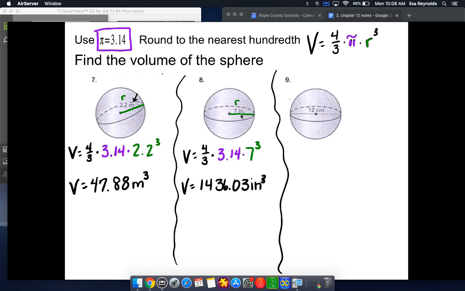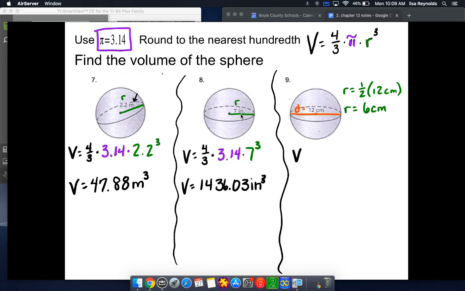Be careful, you get in the habit of they tell you a number, you substitute it in, but they don't always give you the number that you need. This 12 is for the entire distance across the sphere, so that's the diameter. So the first thing you have to remember is that your radius is equal to half of the diameter. So our radius is 6 centimeters. And now we can calculate the volume.